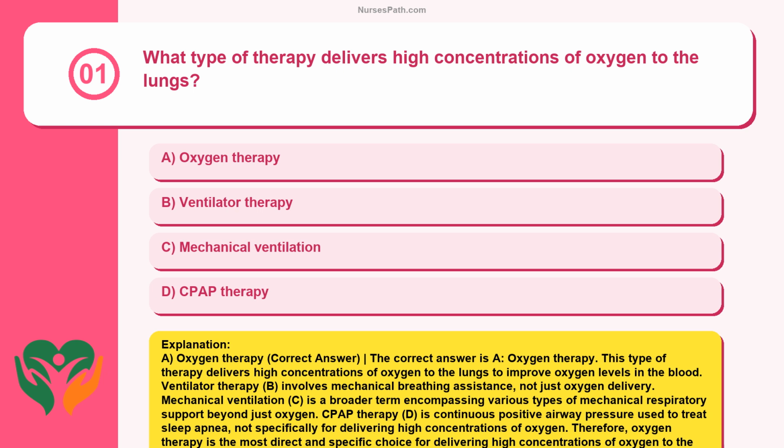Oxygen therapy. This type of therapy delivers high concentrations of oxygen to the lungs to improve oxygen levels in the blood. Ventilator therapy, B, involves mechanical breathing assistance, not just oxygen delivery. Mechanical ventilation, C, is a broader term encompassing various types of mechanical respiratory support beyond just oxygen. CPAP therapy, D, is continuous positive airway pressure used to treat sleep apnea, not specifically for delivering high concentrations of oxygen. Therefore, oxygen therapy is the most direct and specific choice for delivering high concentrations of oxygen to the lungs.